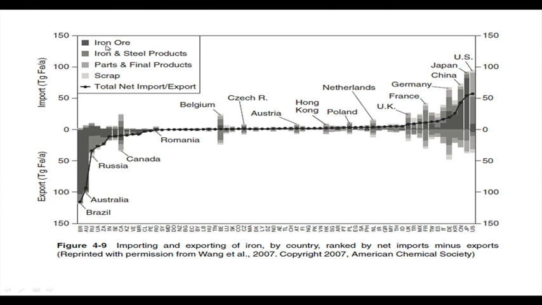Here on the top left, you see iron ore, iron, in different colors, different sets of basically gray or black. It tells you what kind of products or material we are looking at. And then the line with the dot is the total net import and export. You see that over here as well. On the top side is import, on the bottom side is export.